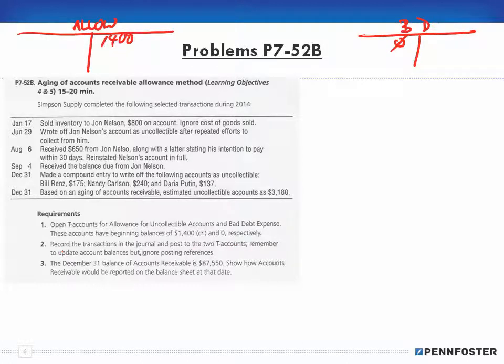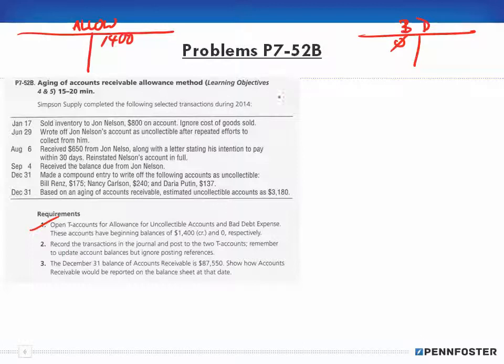Remember to update account balances, but ignore posting references. I'm not going to update the balances. I'm just going to post, since we're only going to need a final balance. Then it says here, December 31st balance of accounts receivable is $87,550. Show how accounts receivable would be reported on the balance sheet at that date. So let's back up here. We took care of number one, we opened up T accounts. Number two, record the transactions in the journal and post to the two T accounts.